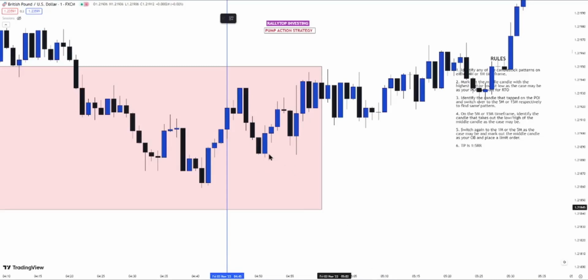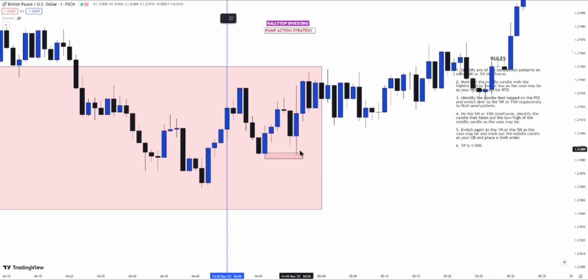Take a look at this wick. Why is this wick important? This wick, all right, is a strong OB because it took out the low of this previous candle here. Can you see that? So that is a strong OB if you so like. If you don't like it, you mark the whole of that candle. So that will become your point of interest. All right? And therefore, we want to take a long position there.